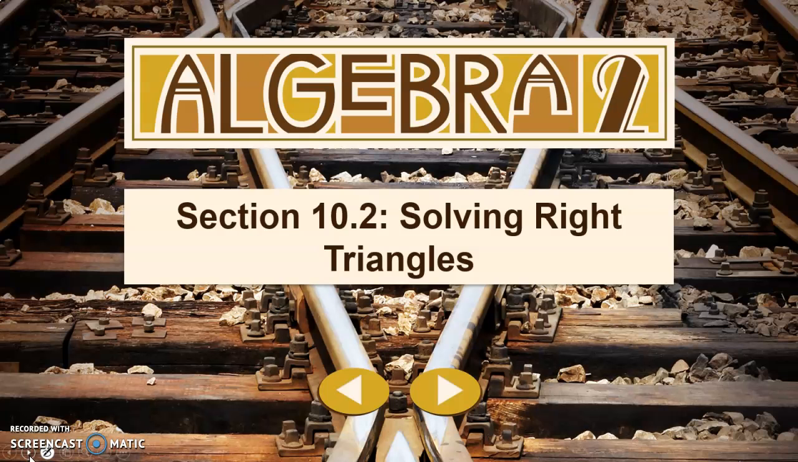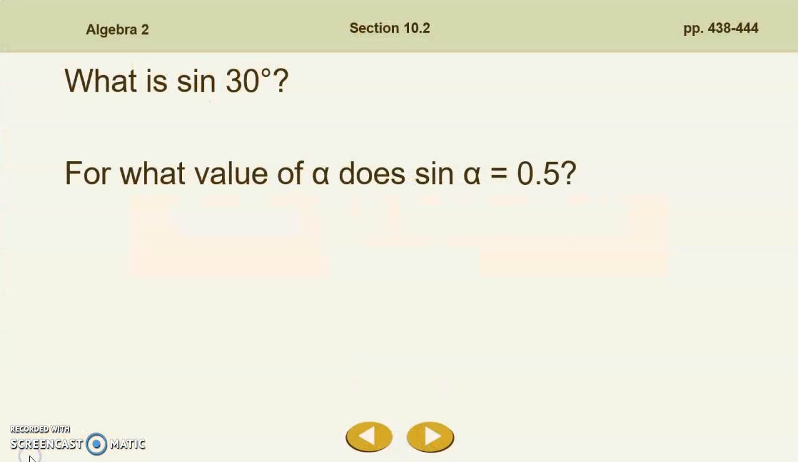Today we are going to take a look at 10.2, solving right triangles. We've been working on learning the trig ratios. We've got 3 primary trig ratios and 3 inverse or secondary trig ratios. So let's do a quick review. You can use your calculator for this review if you don't have it memorized just yet.